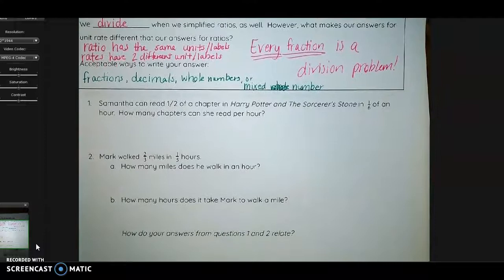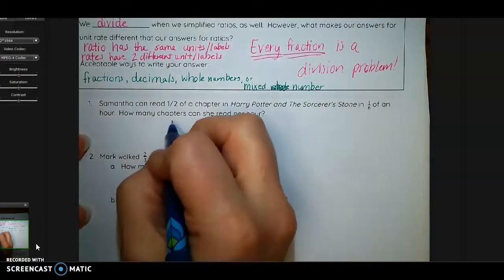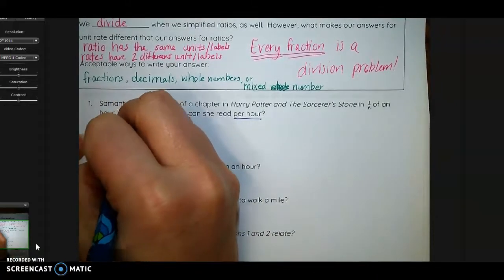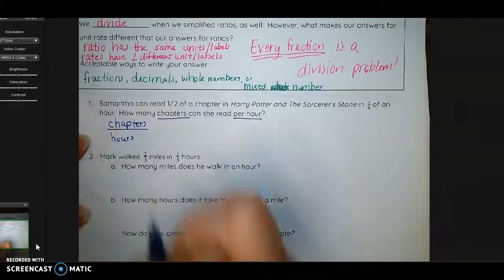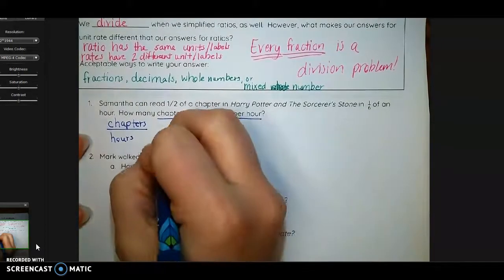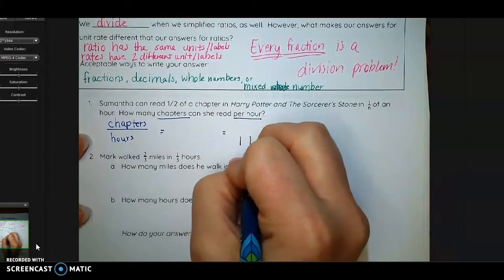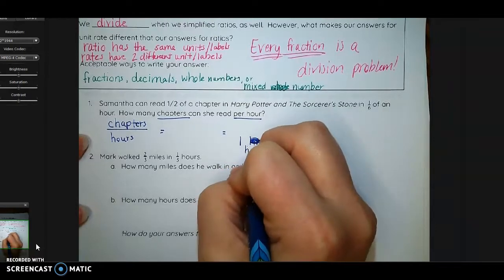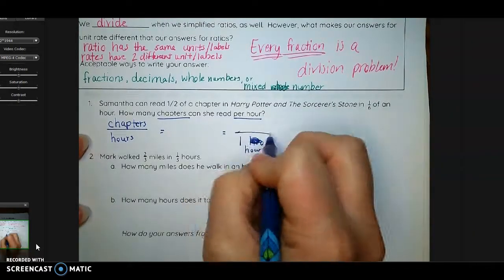So, for instance, Samantha can read half of a chapter in Harry Potter and the Sorcerer's Stone in 1/6 of an hour. How many chapters can she read per hour? So we still want to go to that last sentence, and we're doing chapters per hour. That means we want chapters in the numerator, and hours in the denominator. And when we finish, we want to have it for 1 hour.